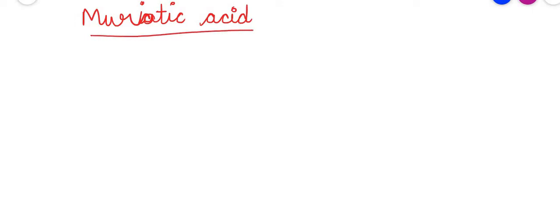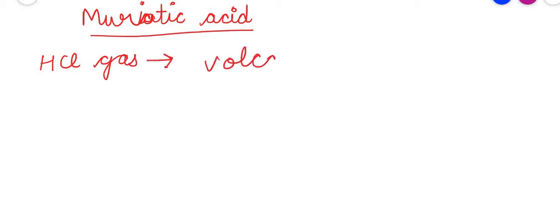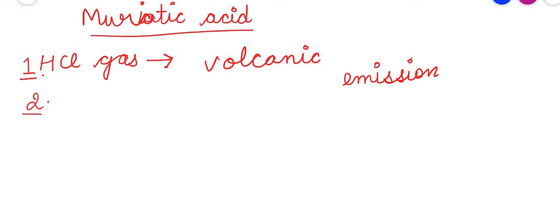Okay, and if I talk about the occurrence of hydrogen chloride gas, HCl gas is always present along with volcanic eruptions, that is, volcanic emissions. This is the first occurrence, and the second occurrence, the most important, is the human stomach or the stomach of animals.